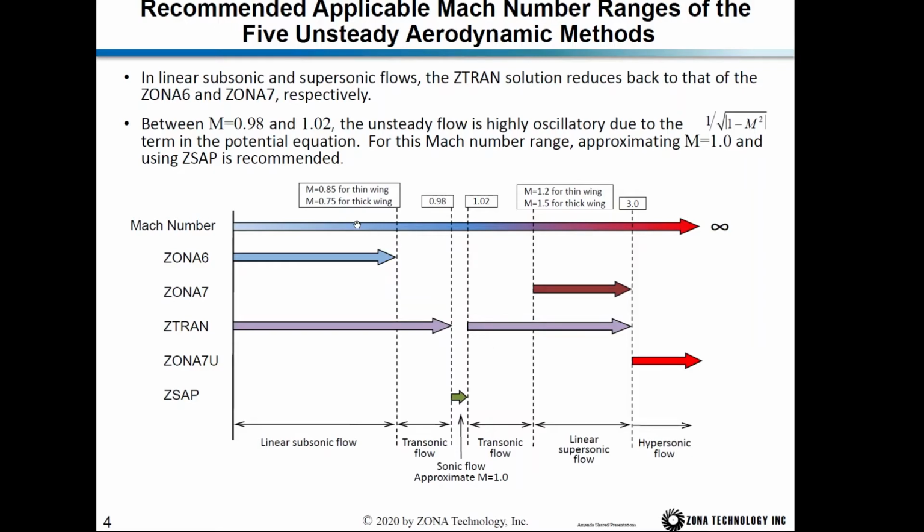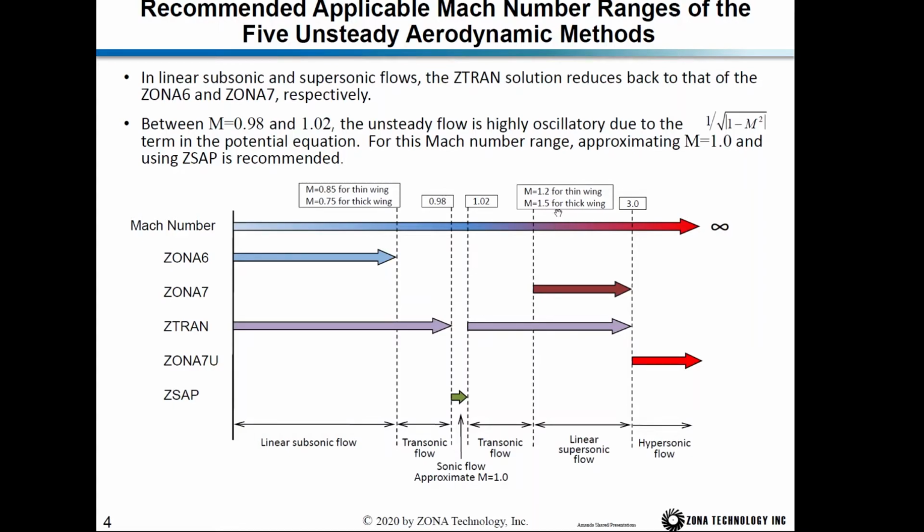Finally, we want to talk about the recommended applicable Mach number range of the unsteady aerodynamic methods. For the Mach number from 0 to 0.85 for thin wing and 0.75 for thick wing, before this Mach number, transonic shock should not occur, so ZONA6 is accurate. Of course, in those Mach numbers you can also use ZTRAN, because the ZTRAN solution in this low Mach number range reduces back to that of ZONA6 and ZONA7. However, above this Mach number and up to Mach number 0.98, you should use ZTRAN.